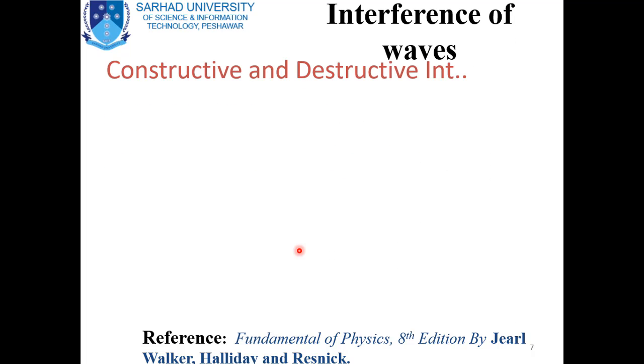In this slide we will discuss the types of interference. We have two types of interference, the constructive interference and the destructive interference. So first, for constructive interference, we take the resultant wave, which is 2ym cos(φ/2) sin(kx − ωt + φ/2).